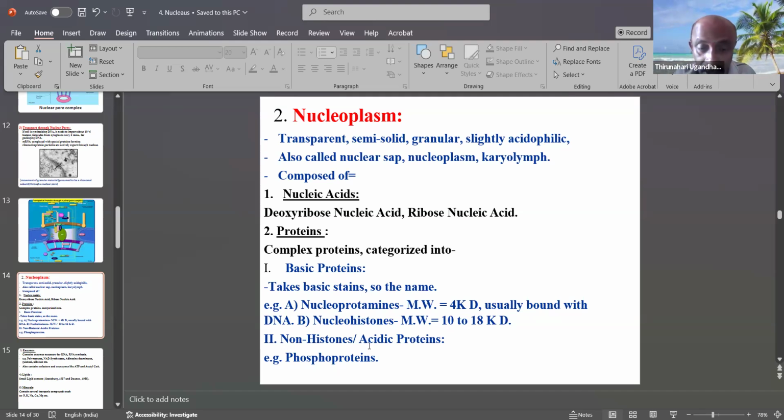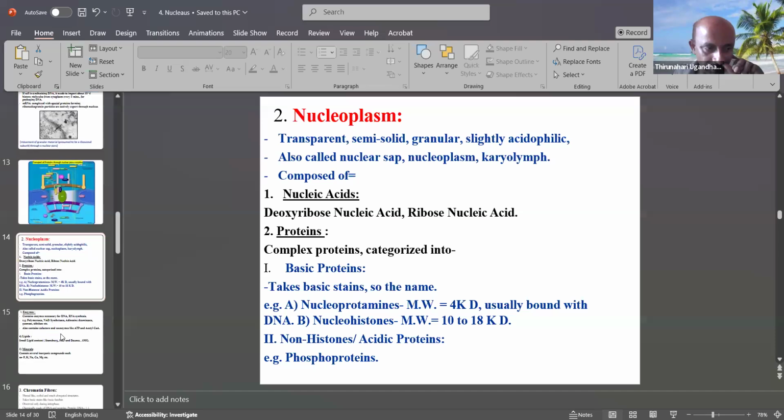The second type is the non-histones. So there are histone proteins and non-histone proteins. Histone proteins include nucleoprotamines and nucleohistones. The non-histones are acidic proteins, for example phosphoproteins. The protein components in the nucleoplasm are classified into these two types. The nucleoplasm mainly consists of two parts: first nucleic acids, second proteins, and the proteins further divide into histone and non-histone proteins.